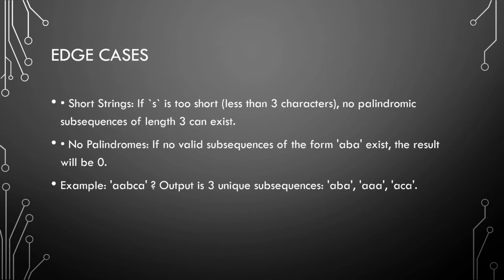Before concluding, it's important to consider some edge cases. If the string has fewer than 3 characters, no valid palindromic subsequence of length 3 can exist and the output should be 0. If no valid palindromic subsequences are found, the output will also be 0. For example, the string ADC does not contain any subsequences of the form ABA.